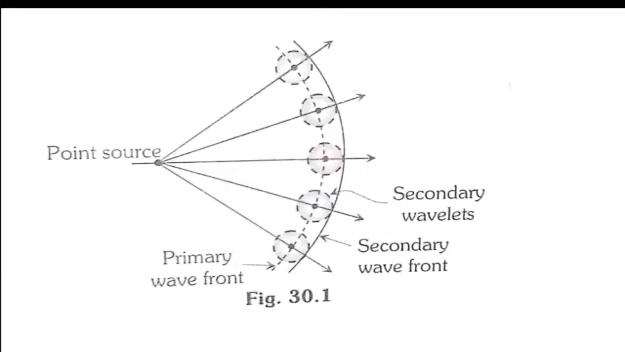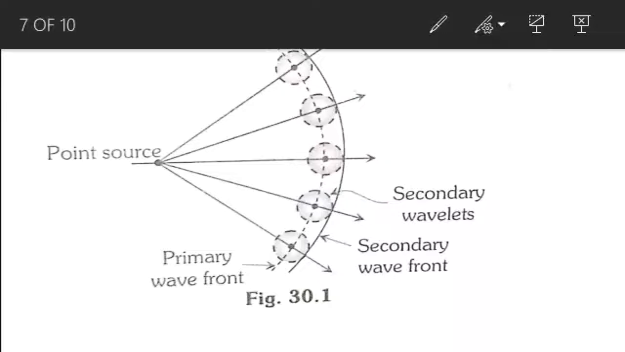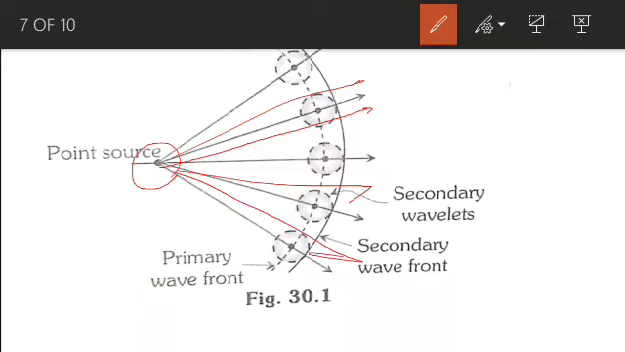So carefully observe this diagram. Consider that this is a point source. That means light is emitting from this point. Now light will propagate in the forward direction. That means it will go along this line, also along this line, and this line, and this line also. So these are some lines in which light is propagating.